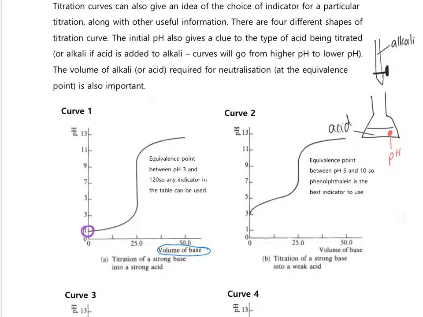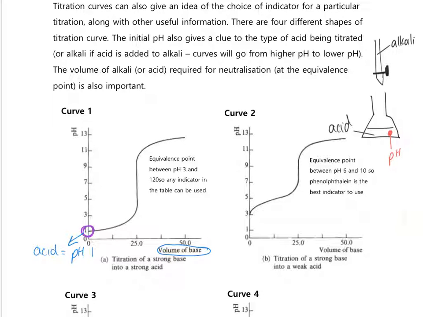So what is the pH of my acid in this first one? 1. So acid equals pH 1. Is that a strong acid or a weak acid? Strong. It's a strong acid. So this titration is involving a strong acid.